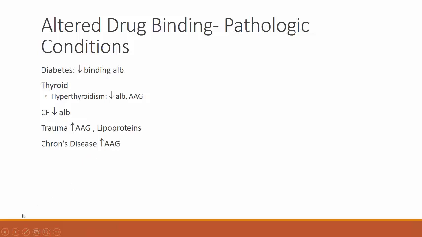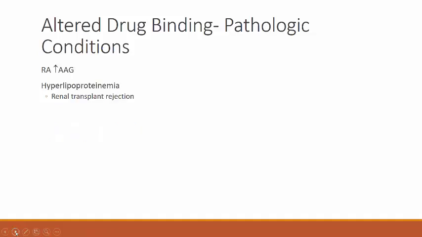Crohn's disease, again, increase in AAG. This is an inflammatory response. Again, a time of trouble. So you'll see that increase in AAG. Rheumatoid arthritis, increase in AAG.